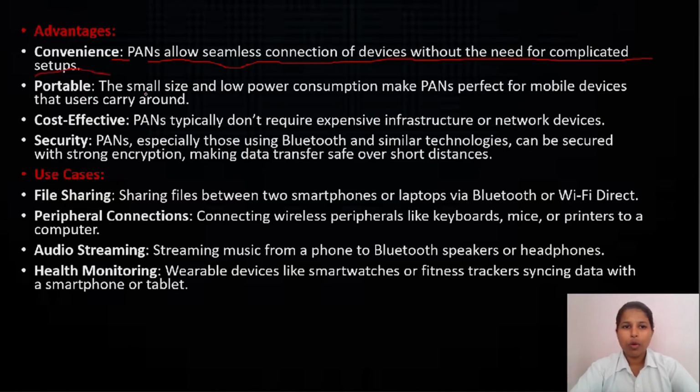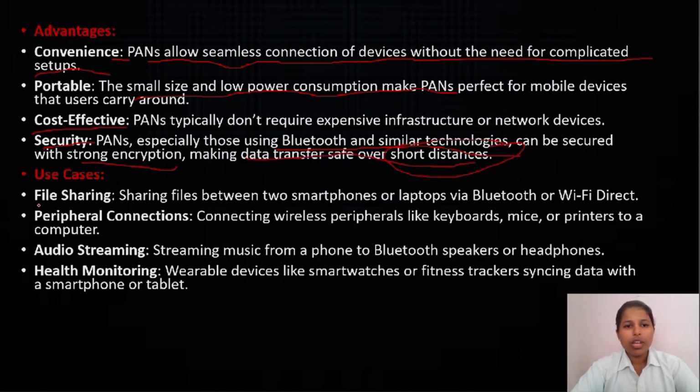And also, PAN is portable, that is, it is small in size and has low power consumption, so we can carry it easily. And it is cost effective, as it does not require expensive infrastructure or network devices. And for security, the PAN, especially through the use of Bluetooth and similar technologies, can have strong encryption and make the data transfer safe over a short distance. So we can transfer the data over a short distance.